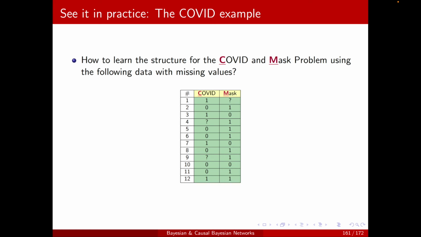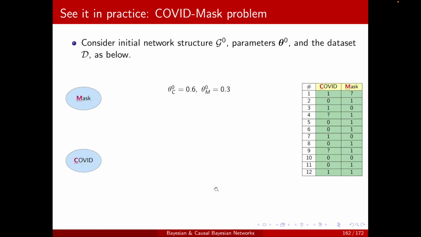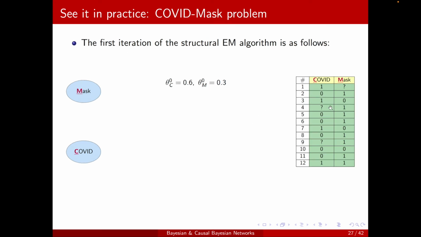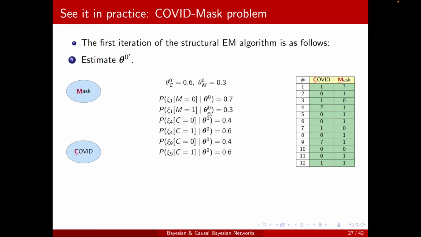Perfect. Let's see it in an example. The COVID mask problem: we want to learn it using this data set with missing values. We want to see the first iteration. Okay, so first I need to fill in these question marks. Remember from the EM in the parameter learning? So I start from these values of the parameters. How can I do that? Estimate theta 0 prime, and this is how we used to do it. We estimated the probability of the possible values for each of the question marks. So for example, the first instance has a question mark, a missing value.